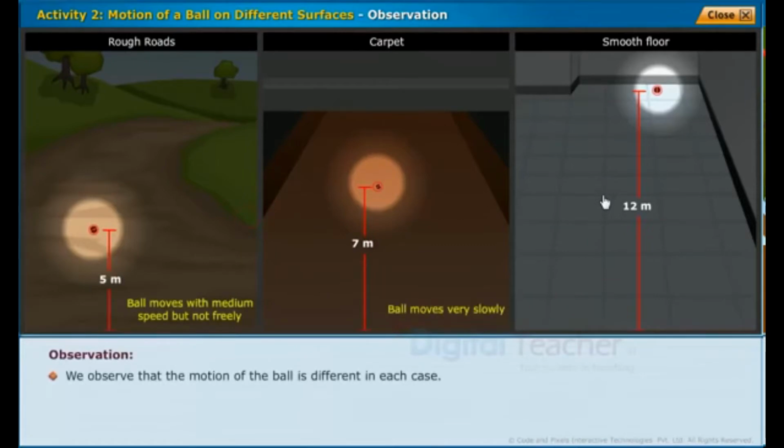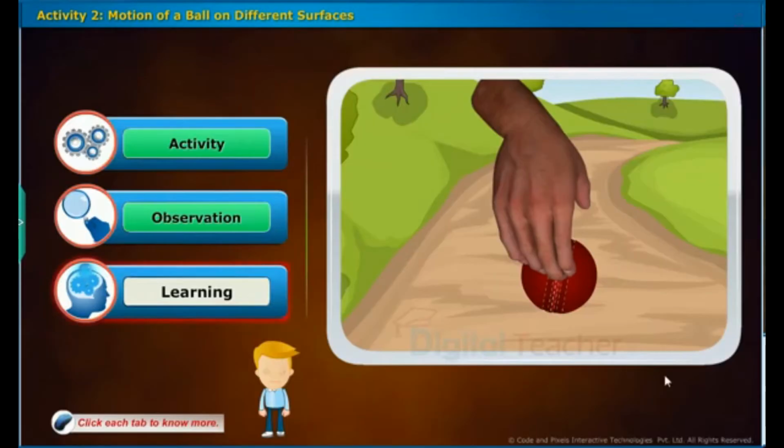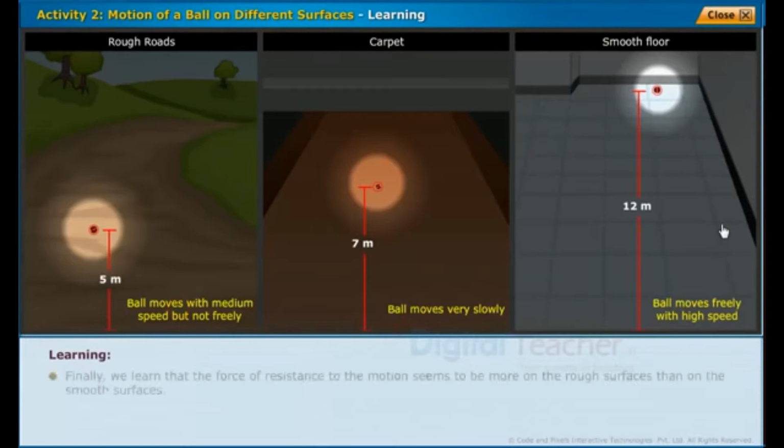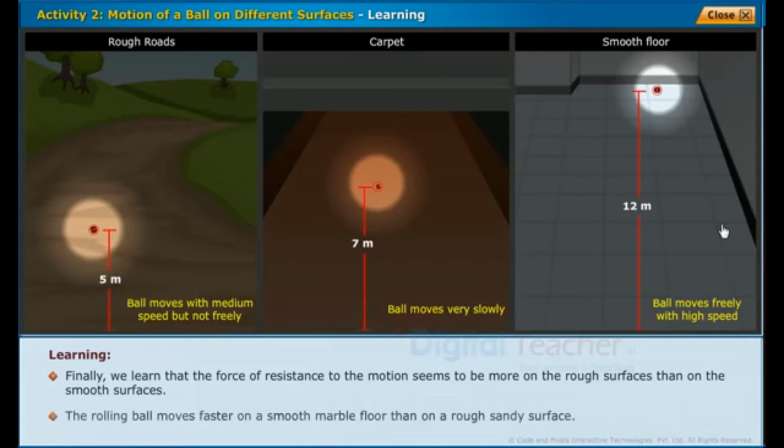We observe that the motion of the ball is different in each case. Finally, we learned that the force of resistance to the motion seems to be more on the rough surfaces than on the smooth surfaces. The rolling ball moves faster on a smooth marble floor than on a rough sandy surface.